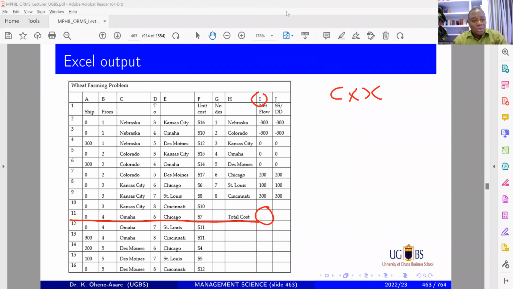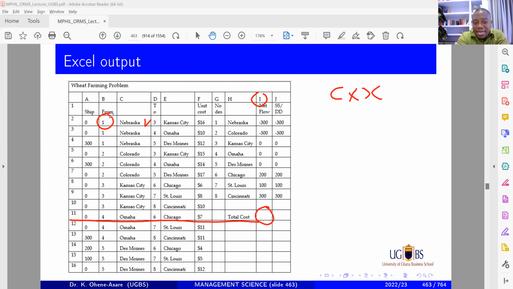So where are they? Well, you can see them from here. It says here, shipped from. Let's take, for example, the first one here, cell B2. You are shipping from 1. 1 is Nebraska, so he has told you the name. Ship from Nebraska to Kansas City. And what was the amount that you were shipping there? Remember, we are talking about the objective function. So the Nebraska value, we don't know yet.